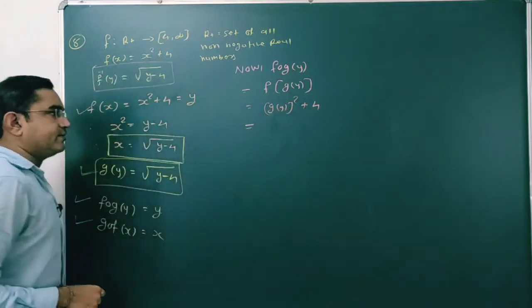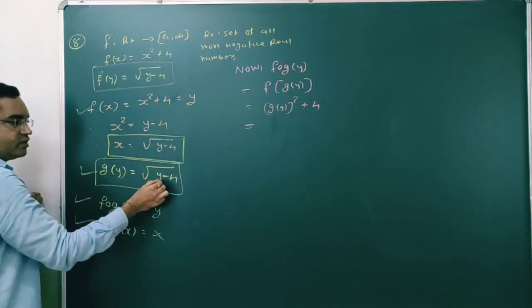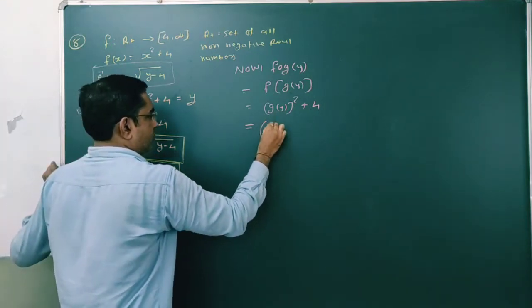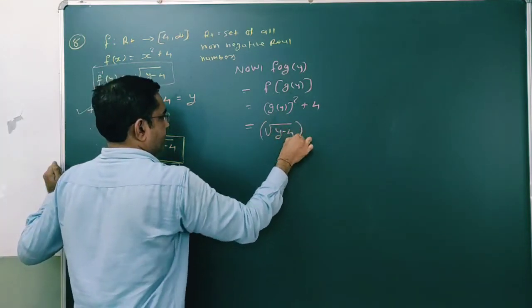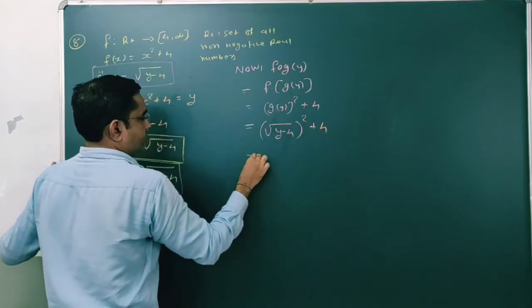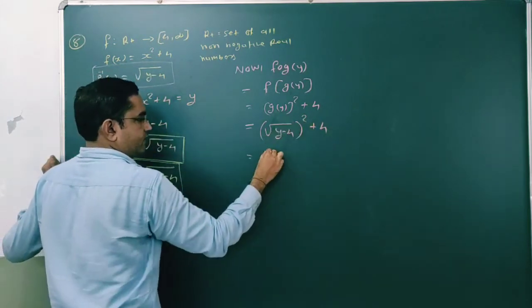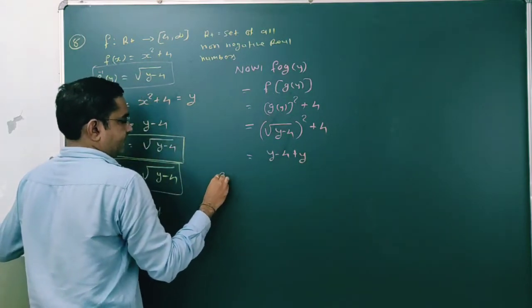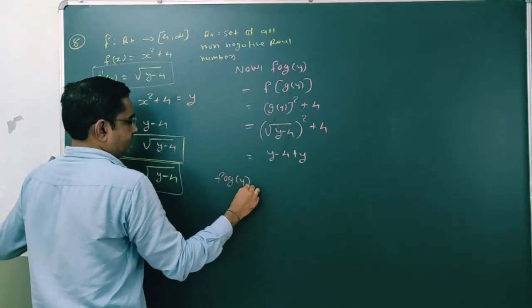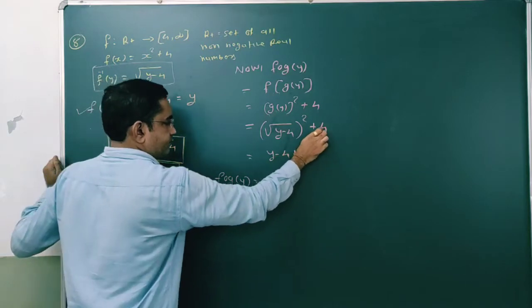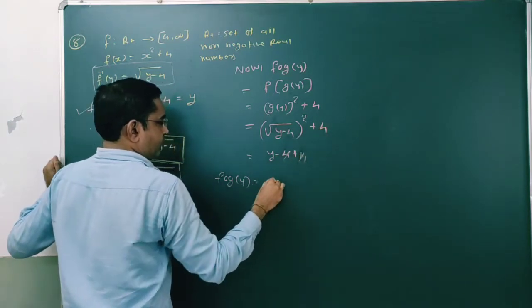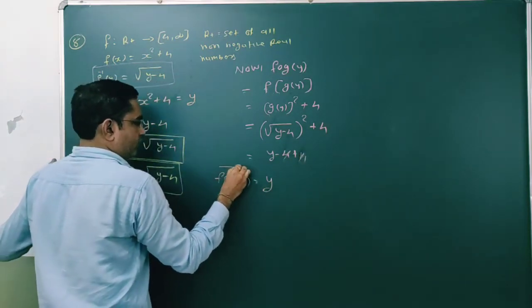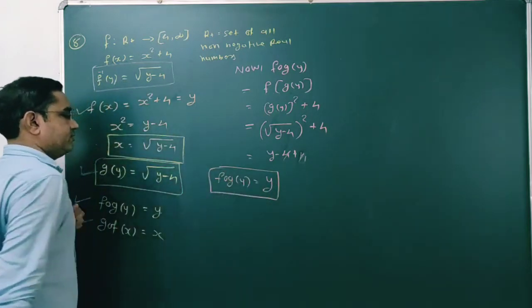Done. Now what is g of y? g of y is this function. It's square root of y minus 4 whole square plus 4. This is equal to, the square root's square, so it's y minus 4 plus 4. So here our answer has come that fog y equals plus 4 minus 4 cut. So fog y equal to y.